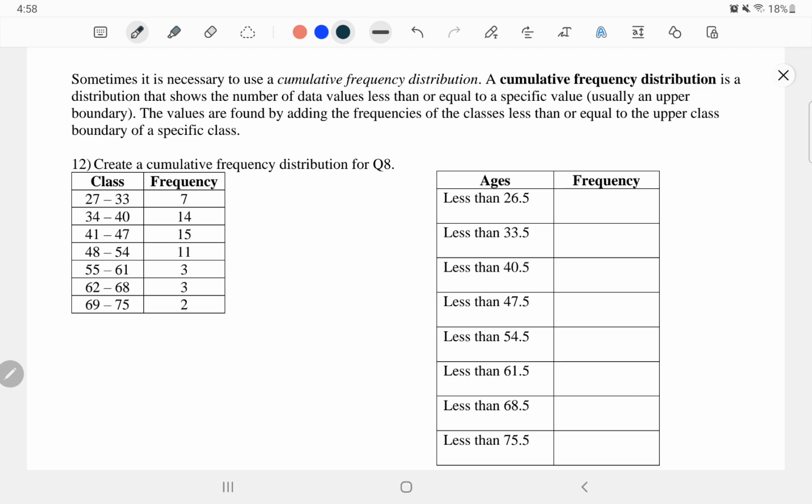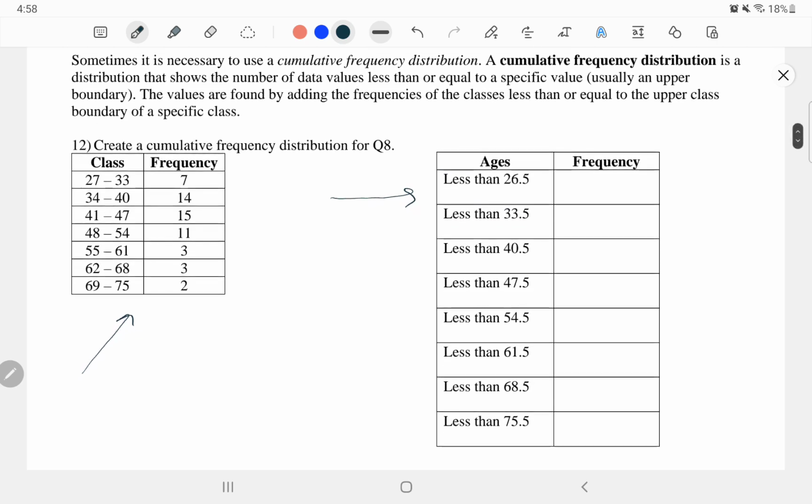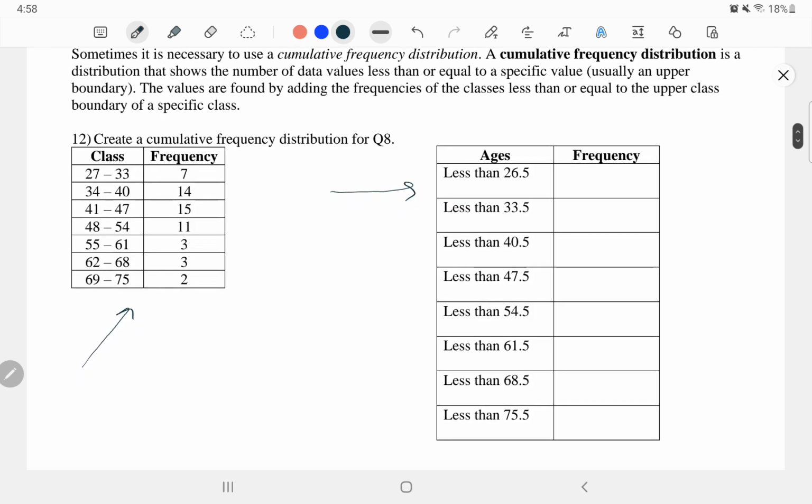So, it says for number 12, you want to create a cumulative frequency distribution for question number 8. And here is the shortened version of the frequency distribution created for question 8. And we're going to fill in this table over here to construct our cumulative frequency distribution. Now remember, the lowest value in this data set is 27.